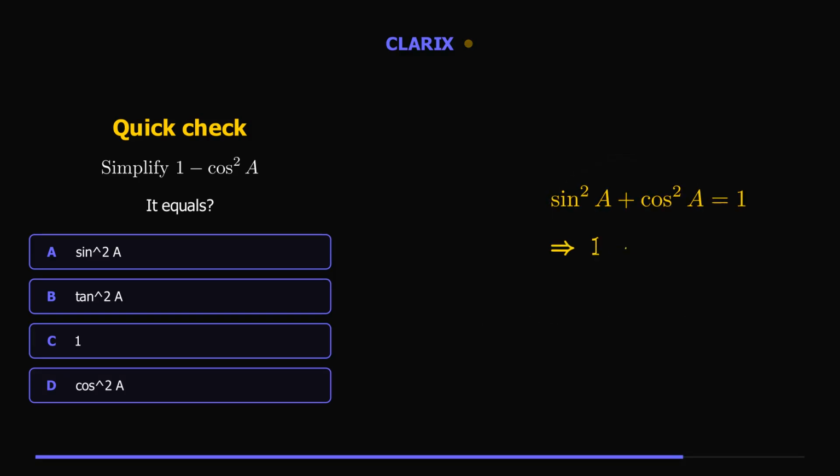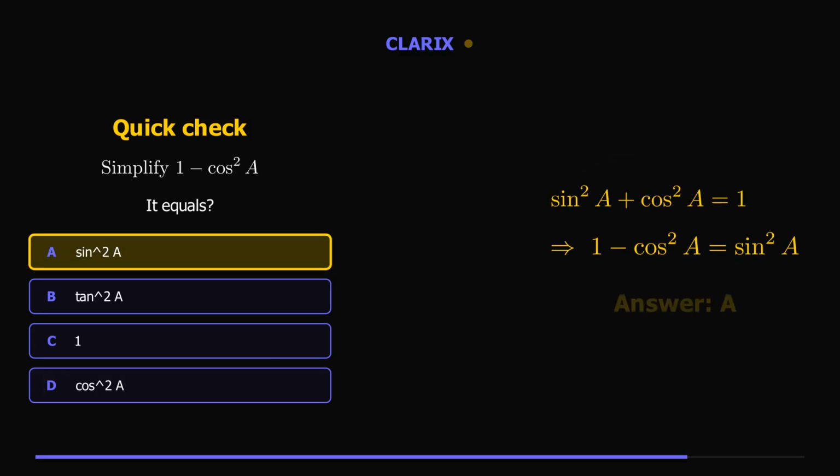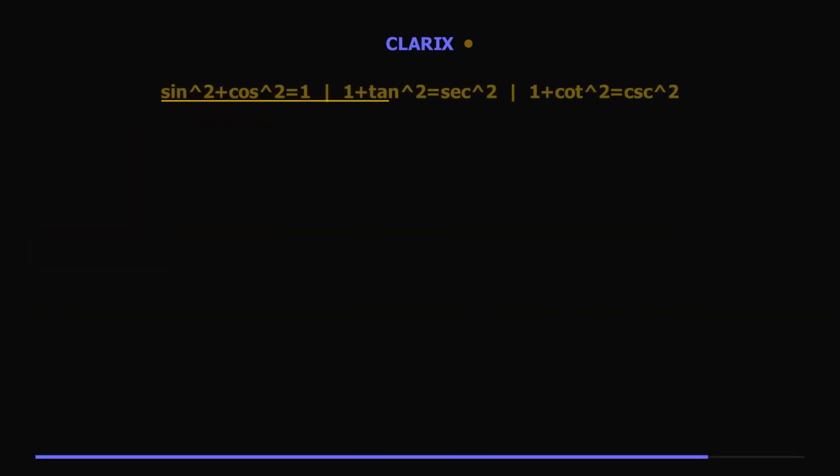Use the rearranged first identity. 1 minus cos²A is, by sin² plus cos² equals 1, exactly sin²A. So the expression equals sin²A. That's option A. Lock it in.